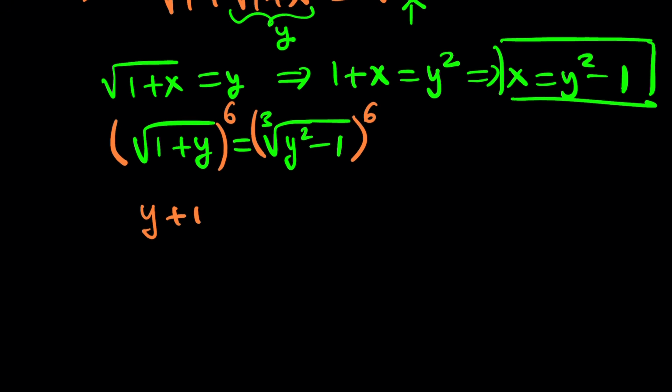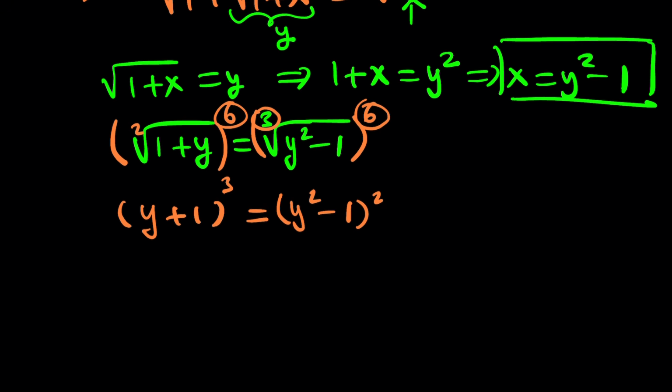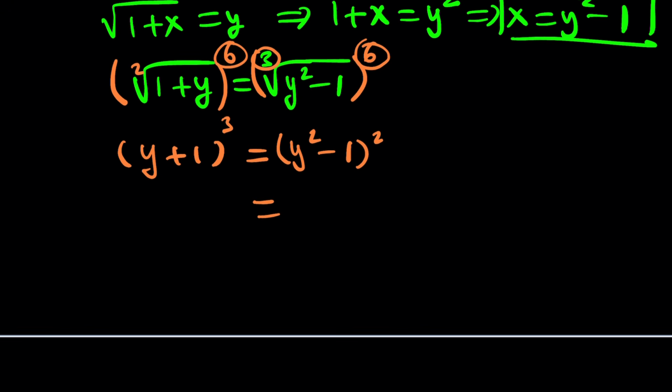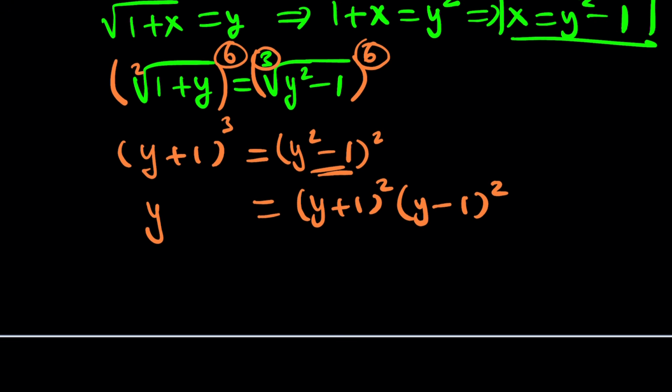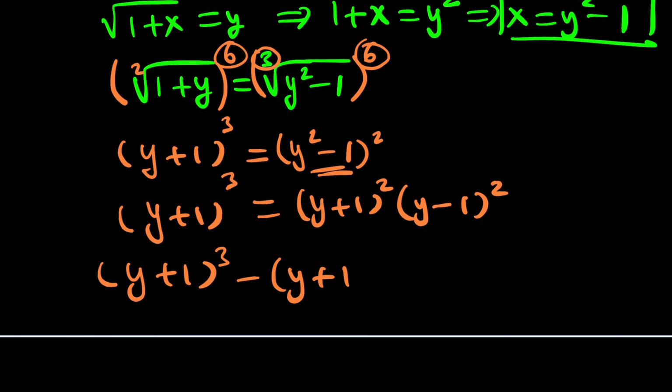First, we're going to get y plus 1 to the 3rd power on the left. And then here, we're going to get y squared minus 1 to the 2nd power. Again, 6 divided by 3 is equal to 2, and 6 divided by 2 is equal to 3. Okay, so far so good. Now, this can actually be written as y plus 1 to the 2nd times y minus 1 to the 2nd, because that's how this expression is factored. We can now put everything on the same side, and things will be a lot easier. You see how smooth that is? That's why it deserves to be the second method, not the first one.